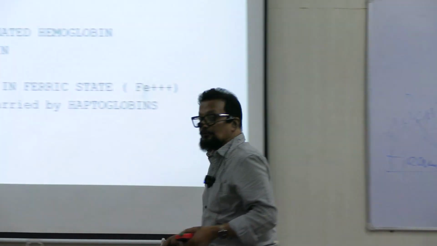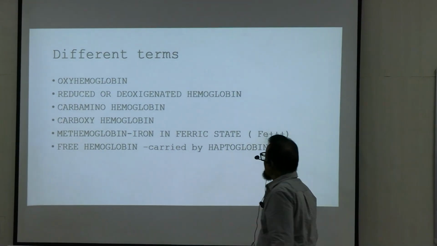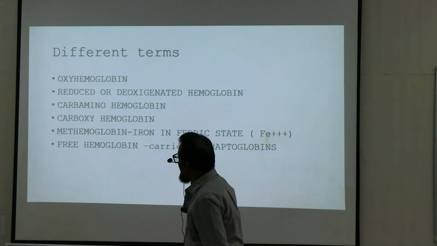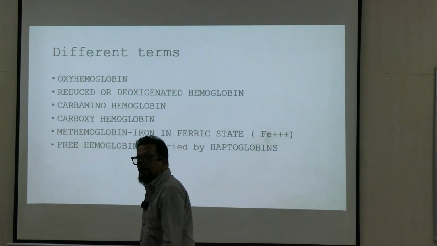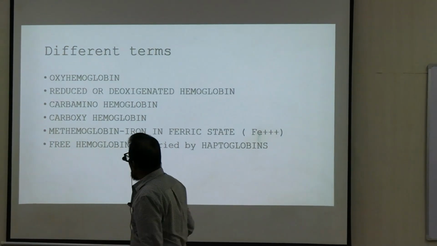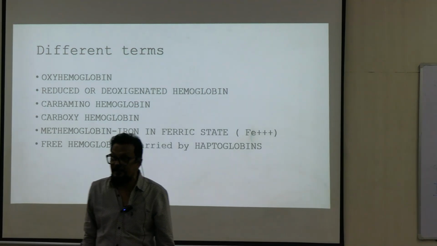Different terms we will be using. One is oxyhemoglobin. Reduced hemoglobin means deoxygenated hemoglobin, with no oxygen in the molecule. Carbaminohemoglobin means globin is attached to carbon dioxide. Carboxyhemoglobin is a dangerous one.